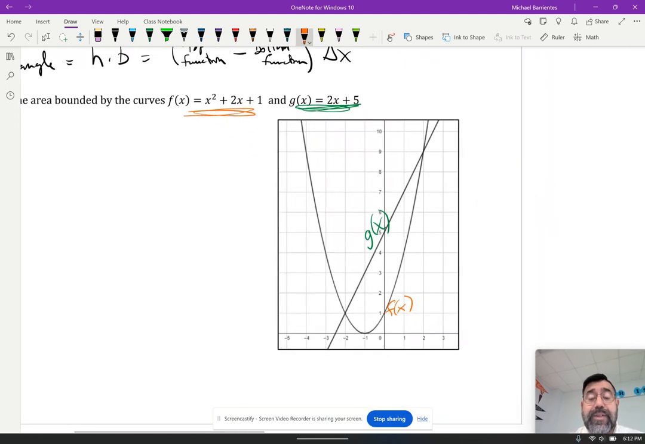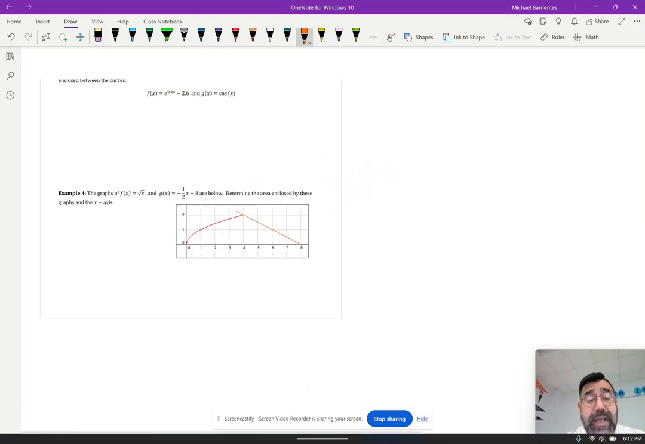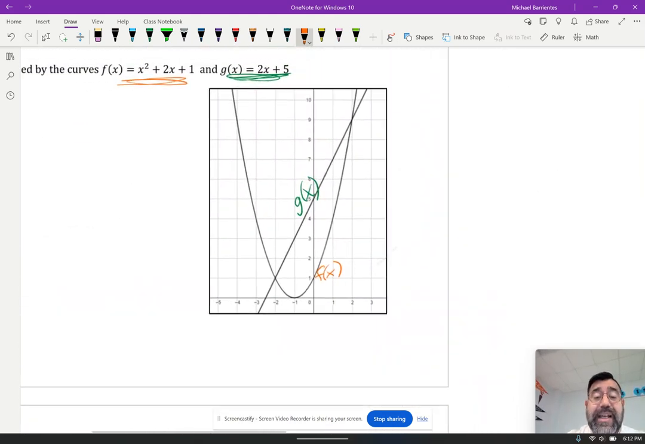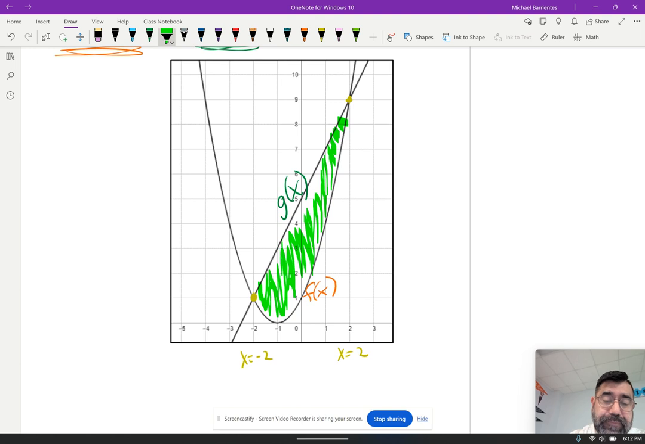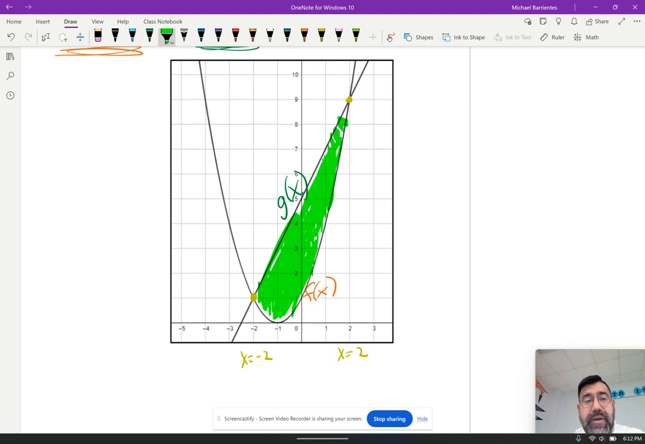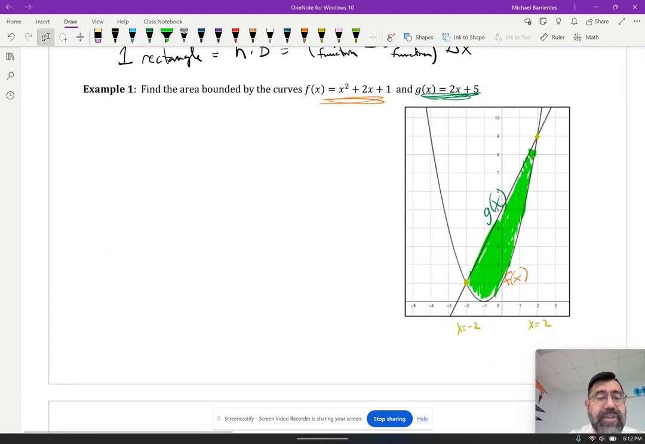Okay. Now, do I know where they intersect? Oh, I sure do know where they intersect. I can see that they intersect at x equals negative 2 and x equals positive 2. So we're looking for the shaded area between them. It's almost a Nike logo here, but not really. Don't sue me, Nike. So this is the area we're looking for. All right, so we're going to take an integral from negative 2 to 2.